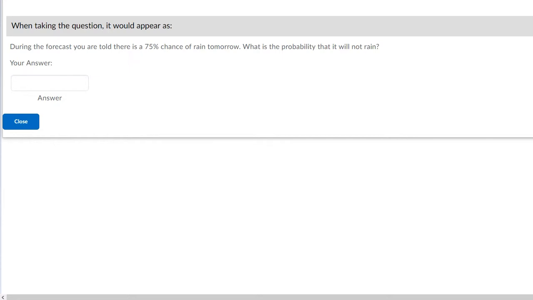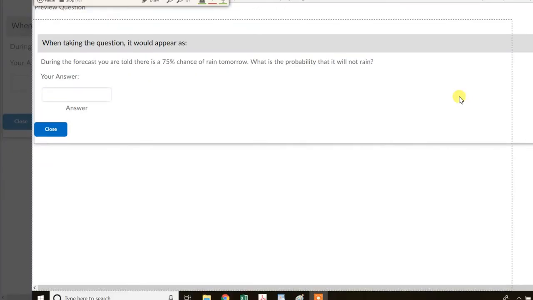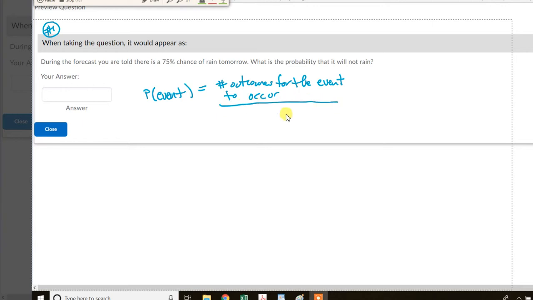Okay, this is problem number 1 from 7.2. So let me bring up my sketch pad here. All right, so remember, normally the probability of an event is equal to what? It's equal to the number of outcomes or ways for the event to occur divided by the total number of ways for anything to occur. Right, that's what we learned about in the last section.